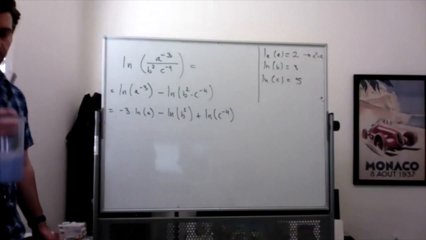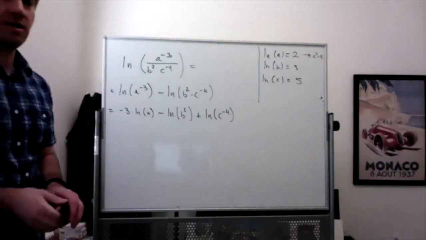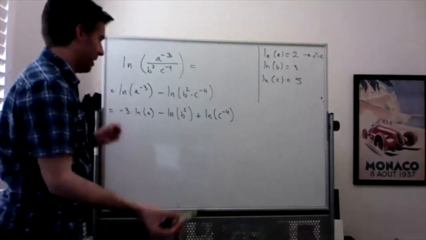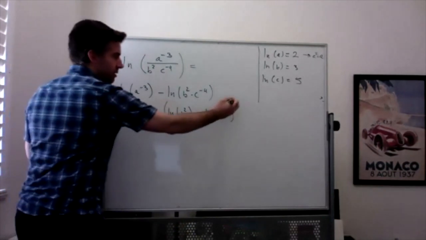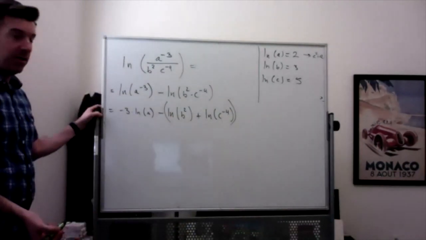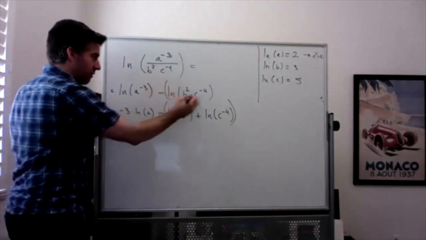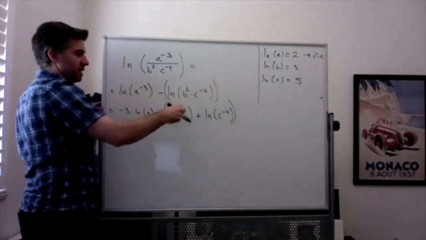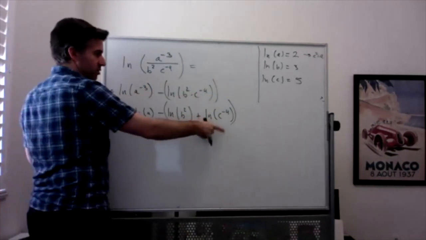Plus. It is plus. The mistake, it's not so much the plus, although you're right. It's that I'm not distributing the minus sign there, right? Because it's minus all of this. And all of this is the natural log of b squared plus the natural log of c to the negative fourth.